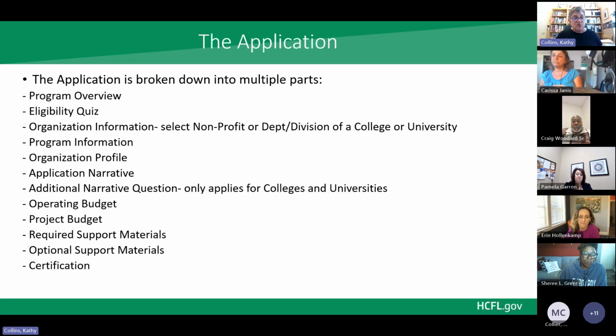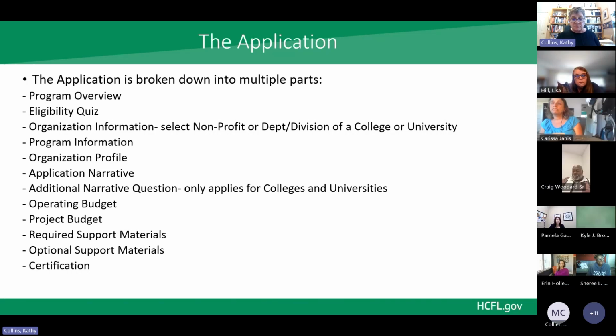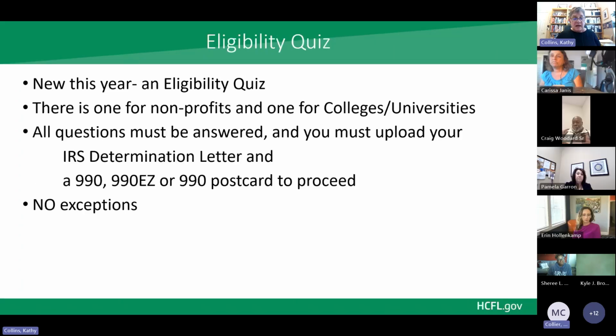Now, this year, this is the breakdown of the application. We've added one or two new things. You'll see that there is a program overview. There is also, new this year, an eligibility quiz. Then you have to select whether you're a nonprofit or a college and university, and that will open up specific sections for each applicant. And then you'll see there's a profile, a narrative, an operating budget and a project budget, and then there are certain support materials that have to be submitted and some that are optional. And at the end, when you certify it, that's where you would hit complete and submit.